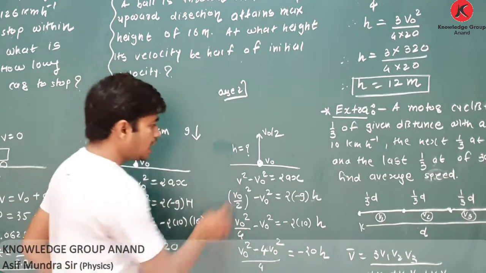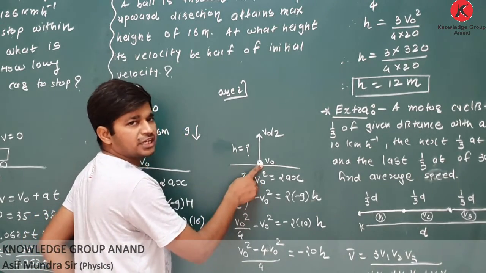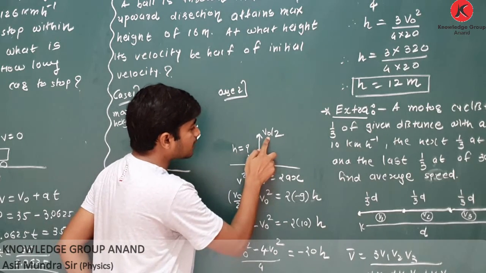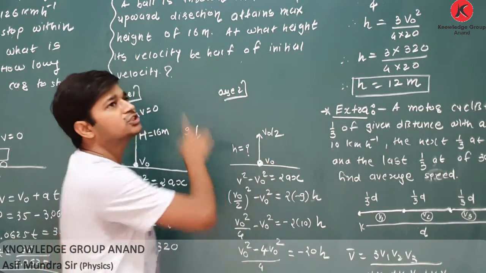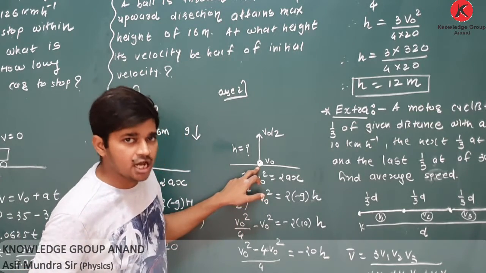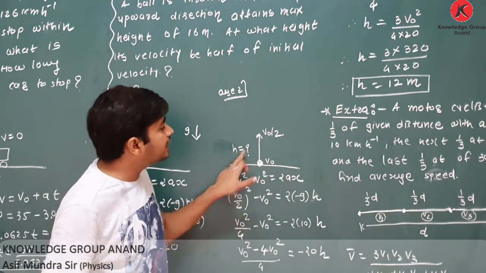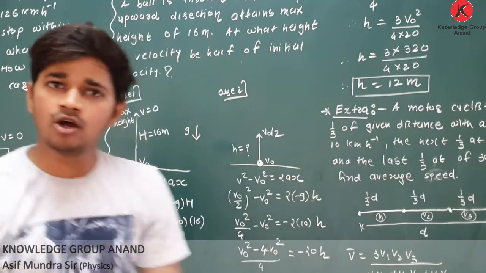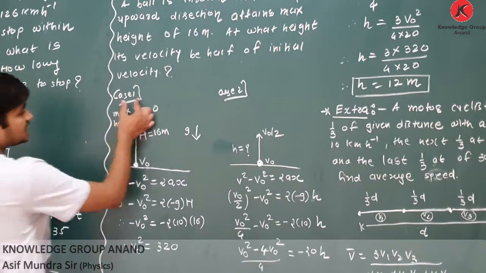Your question is, if a ball is thrown with initial velocity V0 in upward direction, at which height will its velocity become half of its initial value? Clear? Again, at which height will its velocity become half of the initial velocity? Okay. See, it is case 1, it is case 2.